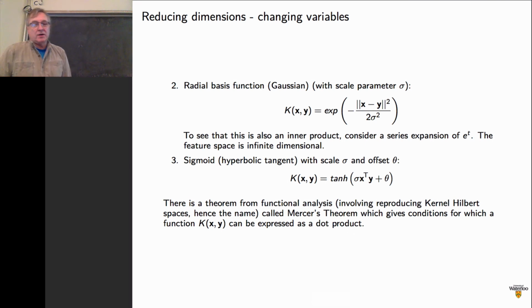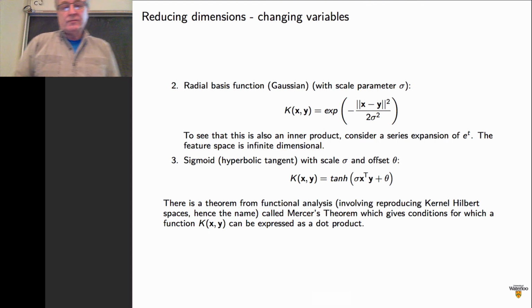There's another one called a Gaussian kernel, or sometimes a radial basis kernel, mainly because it looks like a multivariate normal. It's an exponential of the squared length of the difference between the two vectors divided by 2 sigma squared. That also is an inner product, but we've mapped it now to an infinite dimensional space.